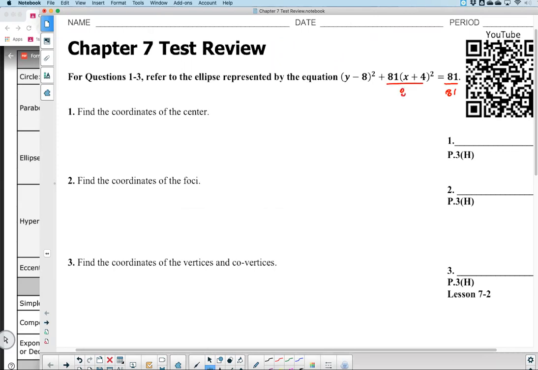And if you divide one thing by 81, you have to divide everything. Because multiplication and division are opposites, we don't talk about this often, but you have to distribute division as well. We know that with multiplication you're supposed to distribute, but with division you also need to distribute. So the actual equation we're going to be looking at would be (y minus 8) quantity squared over 81 plus, these 81s could just cancel out, (x plus 4) quantity squared equals 1.